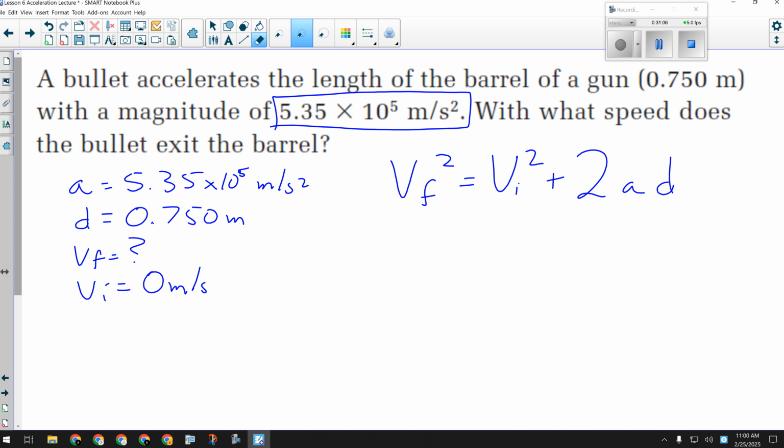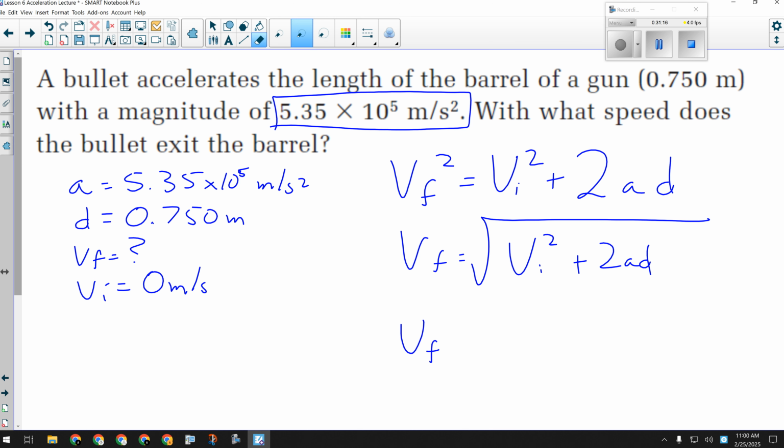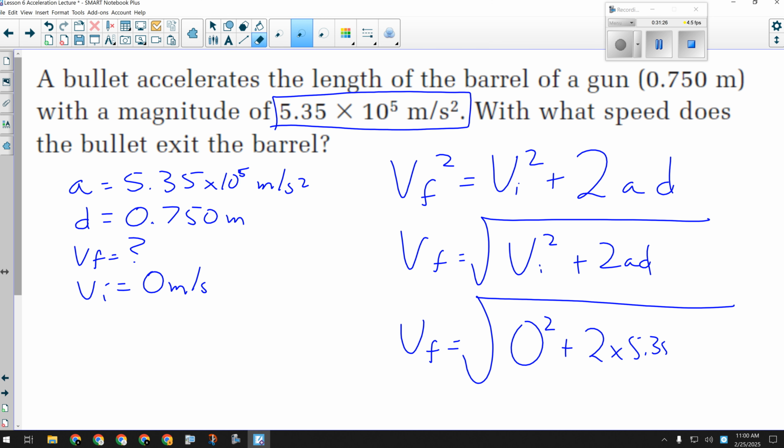Square root it, right? So I'm going to have VF equals the square root of VI squared plus 2AD. Then I can just plug in my numbers. So the square root of 0 squared, which is 0, plus 2 times 5.35 times 10 to the 5 times 0.750.